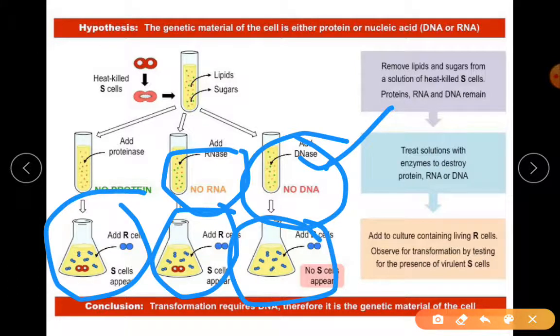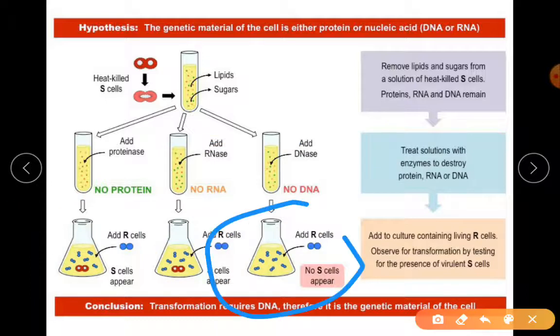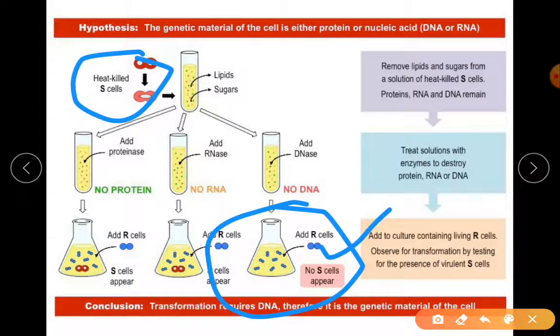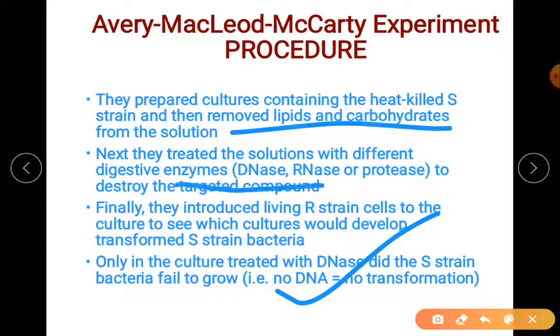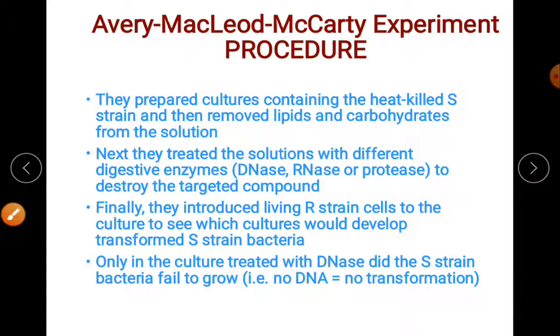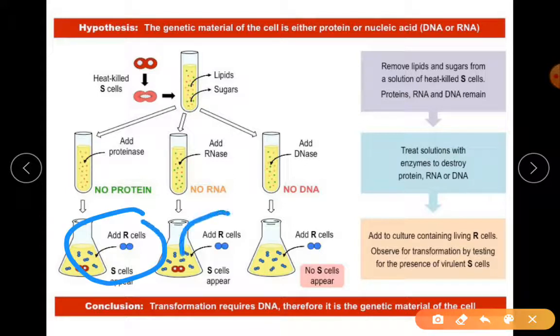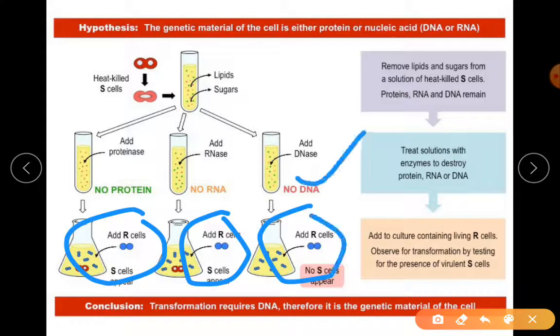What result have you got? There is no transformation. It is still R. Heat killed S strain mixed with live R is still R itself. There are no S strains. This means DNA was responsible for the transformation. If you want to be clear, you can go through it again. First he removed the lipids and carbohydrates, and then he treated with these three enzymes separately, and that's how he got the result. I hope it is clear. Based on the transformation principle, he came to know who is responsible for the transformation.